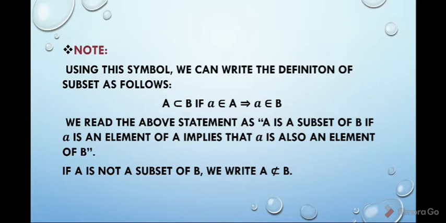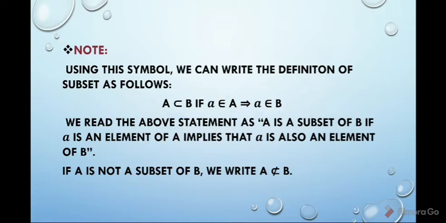Note, using this symbol, we can write the definition of subset as follows. Capital A set will be a subset of capital B set if any element in capital A set is also an element of capital B set. This notation means A is a subset of B if a belongs to A implies a belongs to B. Whenever an element belongs to A, it has to belong to B.